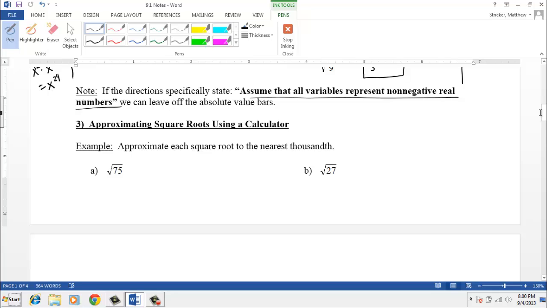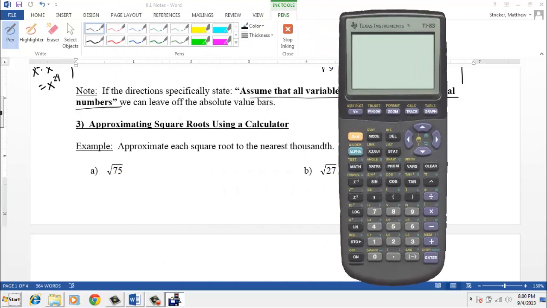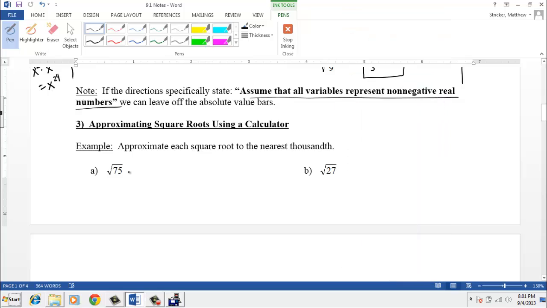Let's also talk about how we would evaluate a square root on a calculator. And I want to try to take the square root of 75. The square root button is over here on the left hand side. You have to hit the second button to get it because it's with the squared button. So if you hit the square root of 75, that's equal to 8.660 if we round to the nearest thousandth, which is the third decimal place, tens, hundreds, thousands. So this is going to be approximately equal to 8.66.